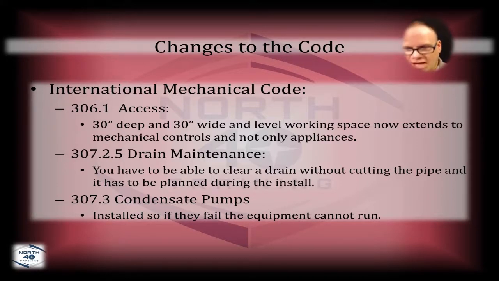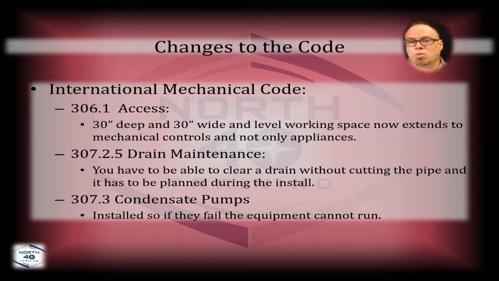306.1 talks about access. Now, if you'll remember from previous sections of code, access really dealt with working space, right? And working space on the actual appliance itself. And of course, in these applications, we're counting water heaters and furnaces as appliances. If you've looked at those definitions in the code book, appliances are things that we normally call equipment, and equipment is everything else. So talking about appliances here, normally the working space that we're talking about is 30 inches wide, 30 inches deep and level. And that's on an air conditioning condenser outside, that's on a furnace down in the basement, a water heater, whatnot.